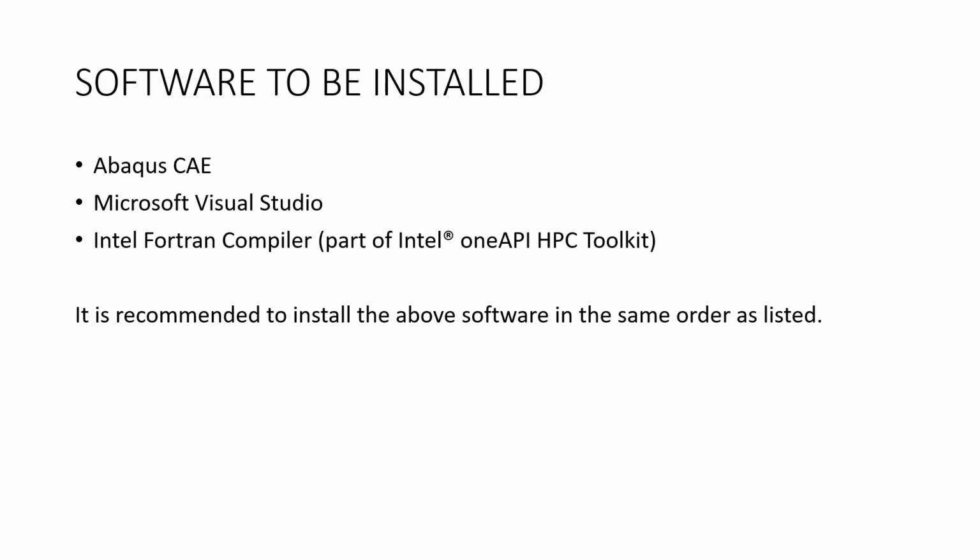Which means first you install ABAQUS, then you install Microsoft Visual Studio, and then you install the compiler. Even otherwise, one needs to ensure that one installs Microsoft Visual Studio before installing the Intel Fortran compiler. Whether you install ABAQUS CAE before these two software or after them is up to you. So this is the order which I recommend. So let us go further.